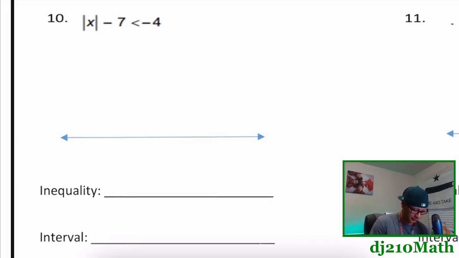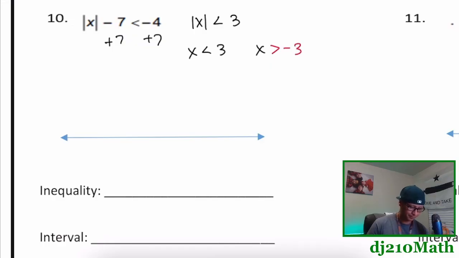So we got to isolate absolute value of x. I'm going to add 7 to both sides. So this is absolute value of x is less than negative 4 plus 7, positive 3. Okay, splitting this into 2, we get x is less than positive 3, and then x is greater than negative 3. All right, so here you have to remember to flip the negative one.